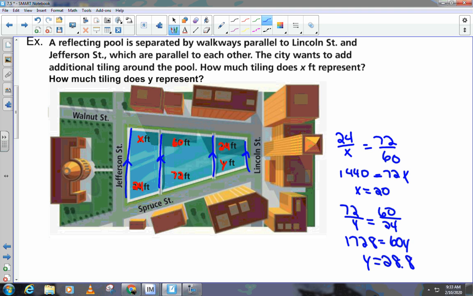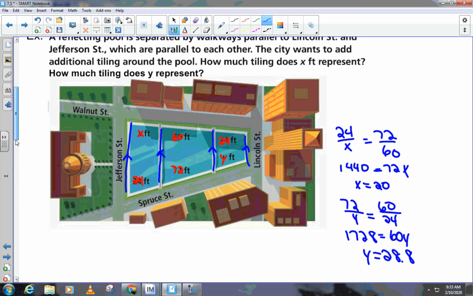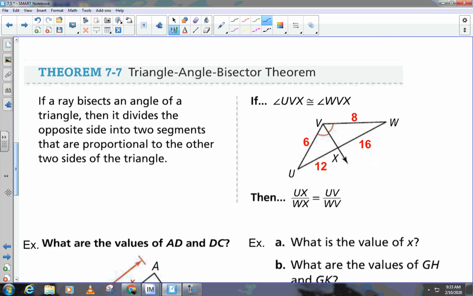That's pretty easy, okay? Now, this next theorem that we're going to talk about is one that people tend to kind of forget about, or they kind of try to make up their own theorem, and it's not usually right. So make sure you understand what this theorem is, okay? Okay, it's called the triangle angle bisector theorem. And it says, if a ray bisects an angle of a triangle, then it divides the opposite side into two segments that are proportional to the other two sides of the triangle.